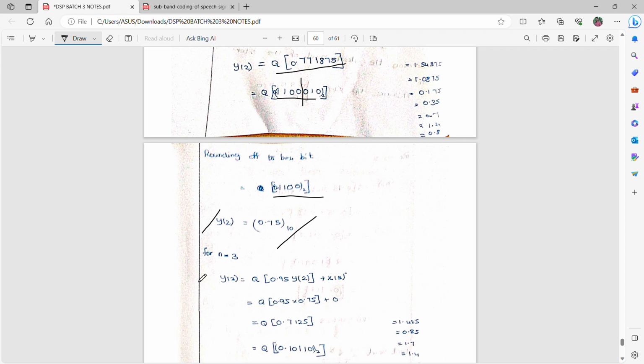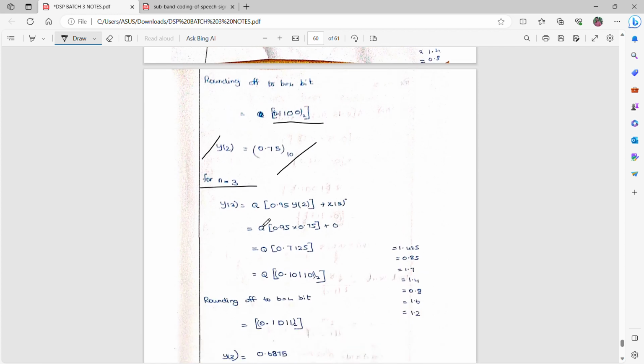Then put n is equal to 3, so that y of 3 equals q of 0.95 into y of 2 plus x of 3. We know that x of 3 should be 0, and the y of 2 value that we found before is substituted in this equation, that is 0.95 into 0.75. We multiply these two values and we get the value as 0.7125.